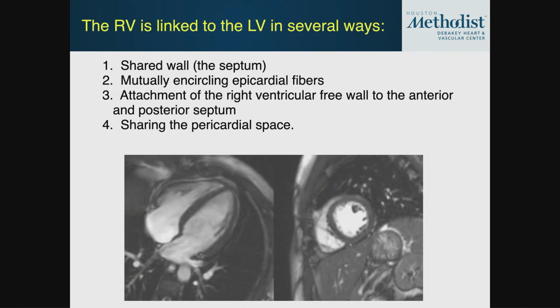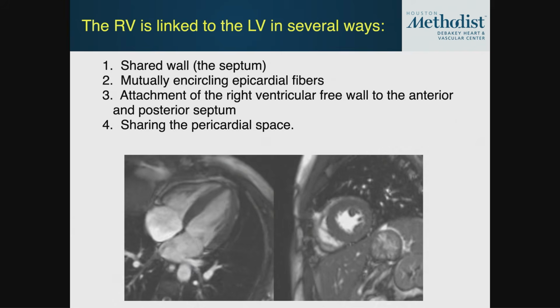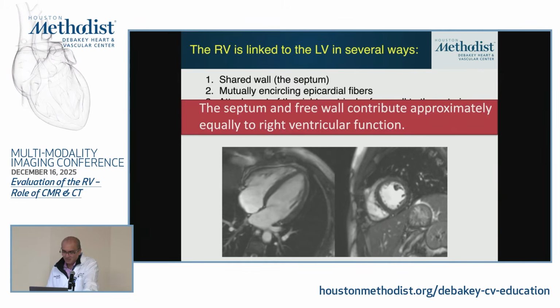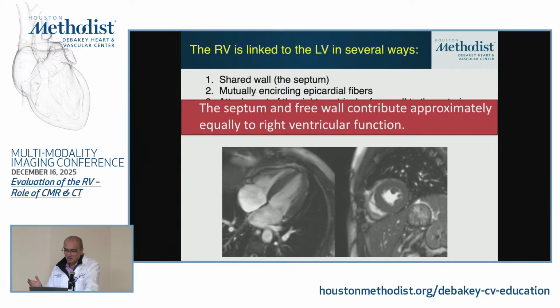And then also importantly, the LV and the RV both share the pericardial space. And so obviously you can see significant dynamic effects when there's pericardial pathology as well. Also important to recognize that if we look at RV function, what segments contribute to that, the interventricular septum and the RV free wall are thought to contribute almost equally to RV function.